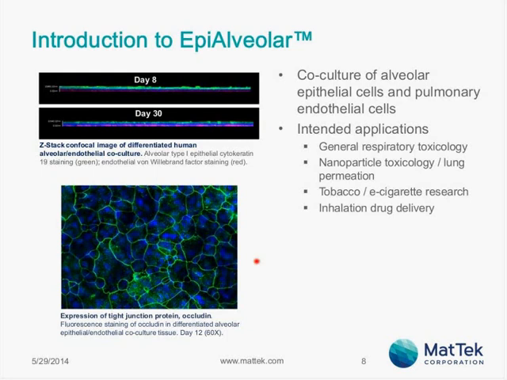The lower panel shows an example of a top view showing the expression of tight junction proteins, in this case occludin, which is involved in producing the tight junctions, which provides the barrier for the tissues. So the intended applications for the EpiAlveolar will include general respiratory toxicology, nanoparticle toxicology, and lung permeation research, as well as tobacco, e-cigarette research, and general inhalation drug delivery research.